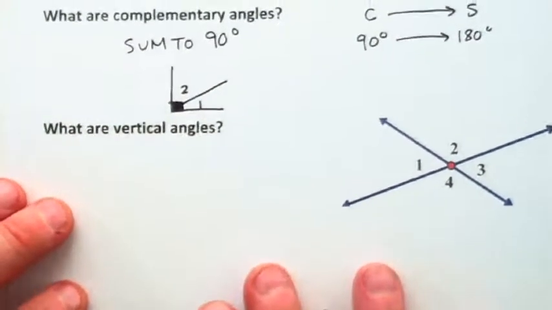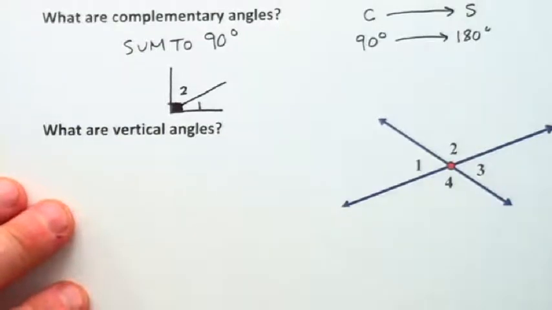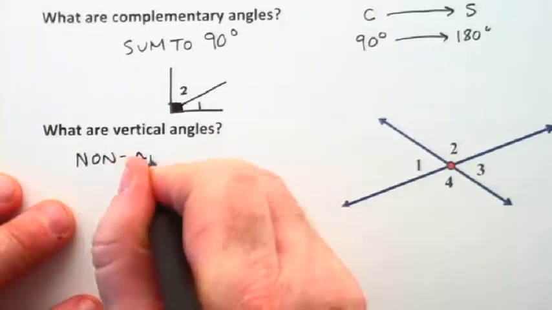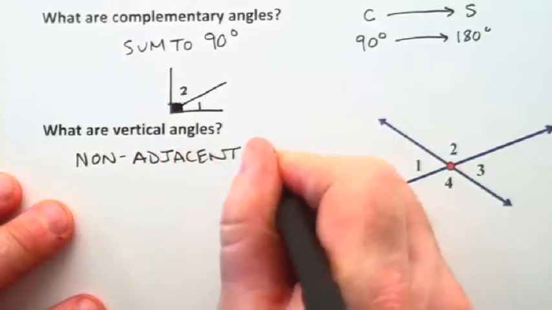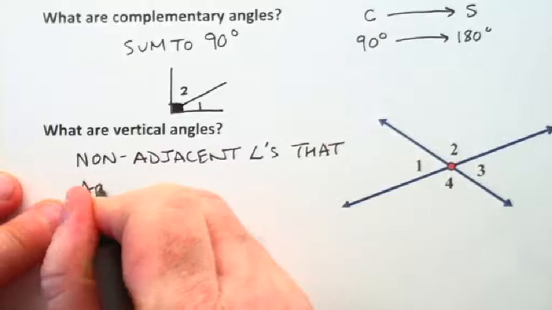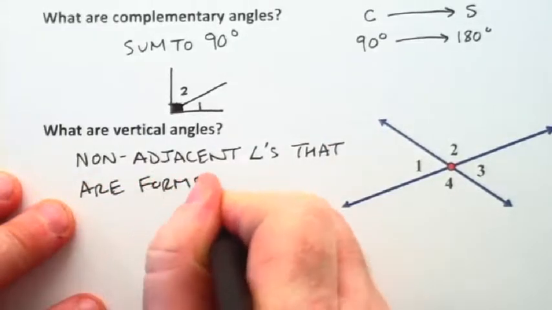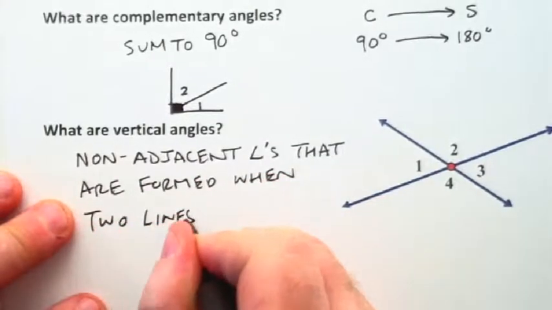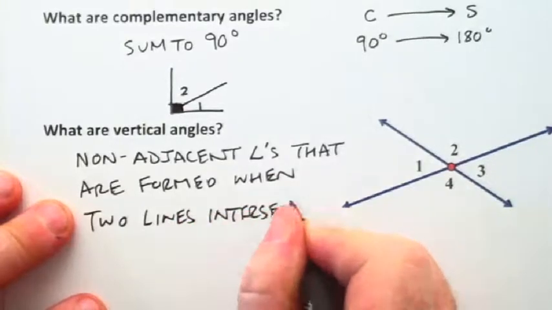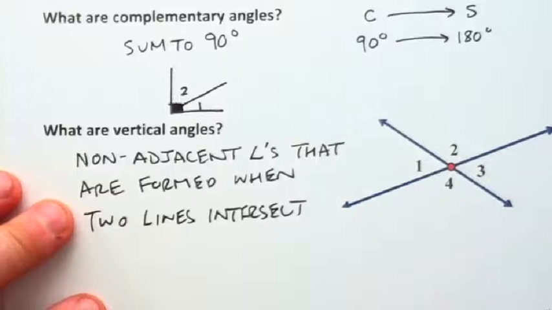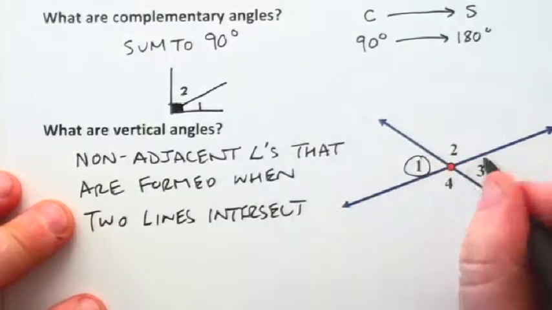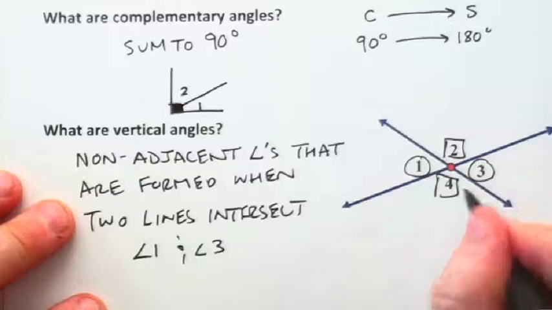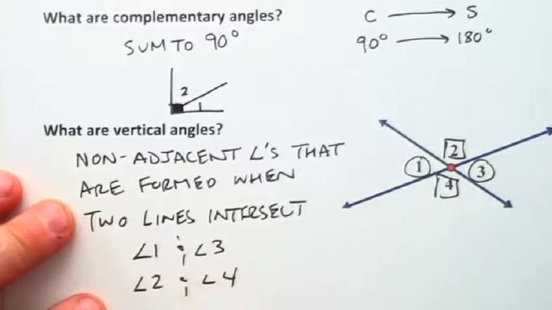The final definition or description of an angle or pair of angles is a vertical set of angles. Vertical angles are non-adjacent, there's that term again, non-adjacent angles that are formed when two lines or segments intersect. So let's take a look at our picture where the two that are non-adjacent when these lines intersect. So 1 and 3 would be known as a pair of vertical angles. And 2 and 4 would also be known as a pair of vertical angles.